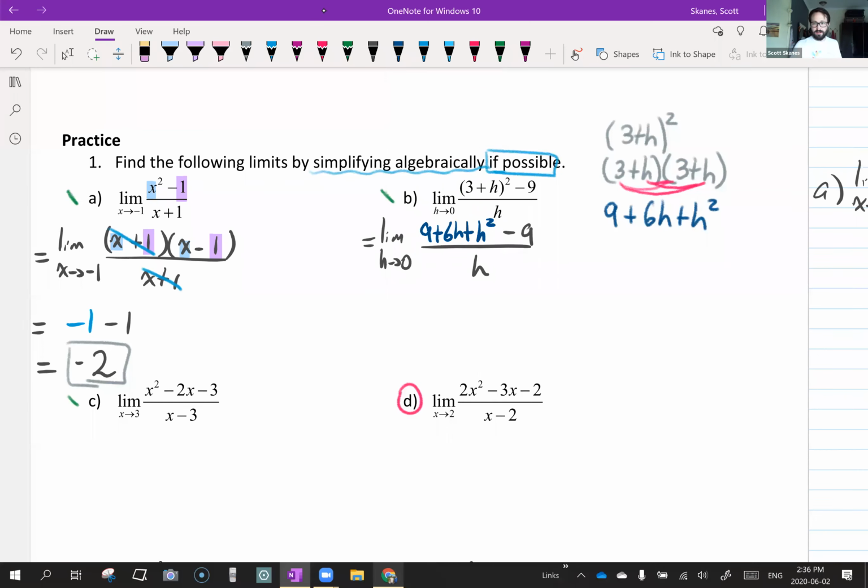X minus 1. Which one are you talking about, Ahmed? The x minus 1 part. Oh, yeah, I see. Sorry.